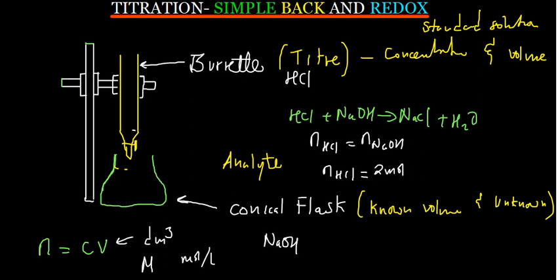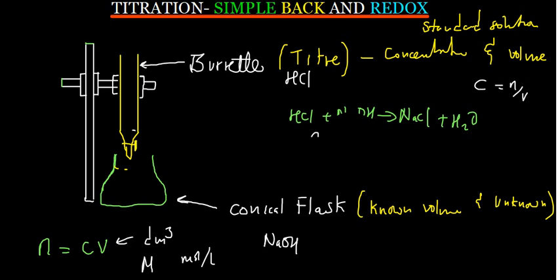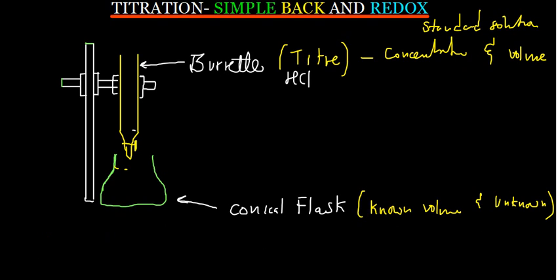How did we find it? We multiply the concentration of sodium hydroxide with the volume of sodium hydroxide. So if the question is asking us to determine the unknown concentration, we can now say concentration is number of moles over volume. Since we already know the volume, we'll substitute it here, and we've already determined the number of moles, so we'll substitute that also. We are going to find the concentration of the substance that we don't know. So basically, it's a very simple and direct way. This is a direct titration or a simple titration.